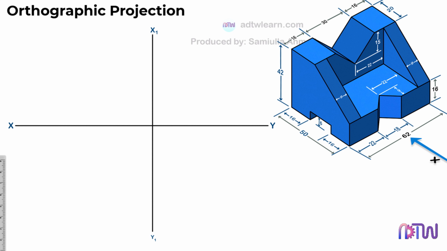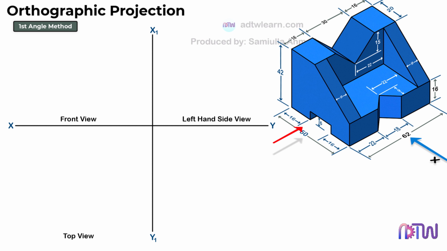Since there are no instructions given for whether to draw using the first angle or third angle method, we will draw the orthographic view using the first angle method. In the first angle method, the front view of the object will be above the XY line and the top view will be below the XY line. The left-hand side view of the object will be on the right-hand side. That is here. The viewing direction is given from this side, therefore, whatever portion of the object is visible while looking from this side will be the front view of the object, and it will be drawn above the XY line. And whatever view is visible while looking from this side will be the left side view of the object, which will be drawn here.